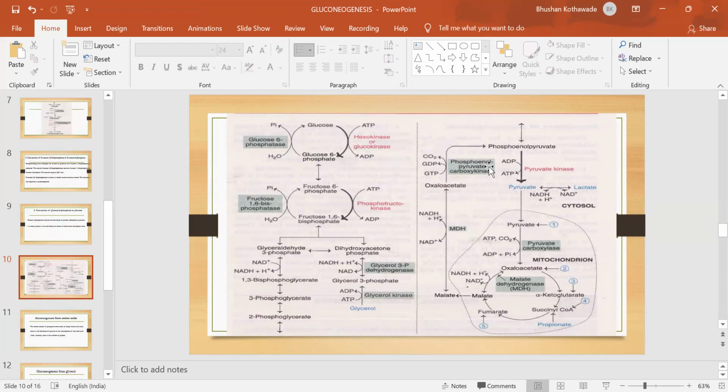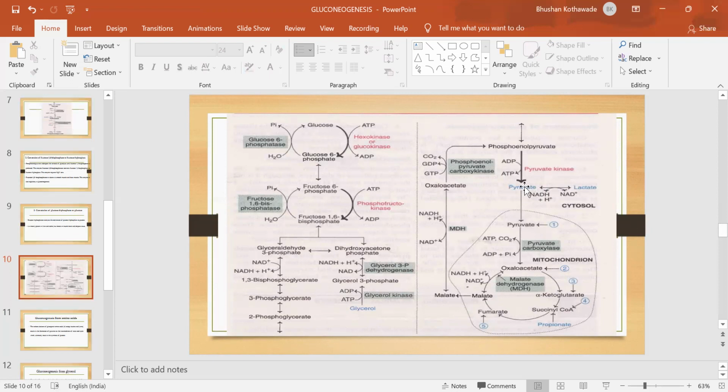Now the second non-carbohydrate compound is lactate. So from lactate, what will happen? From lactate, first we will get the formation of pyruvate. Then pyruvate will enter into the mitochondria. In mitochondria, it will convert to oxaloacetate. Oxaloacetate then converts to malate. And again, the same procedure will follow till we get the formation of glucose. So from lactate also, we get the formation of pyruvate.